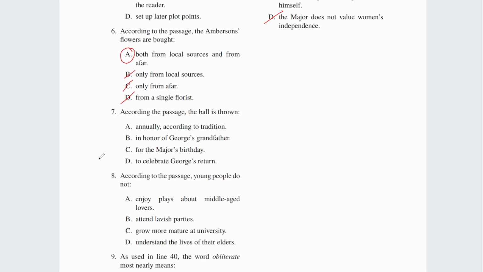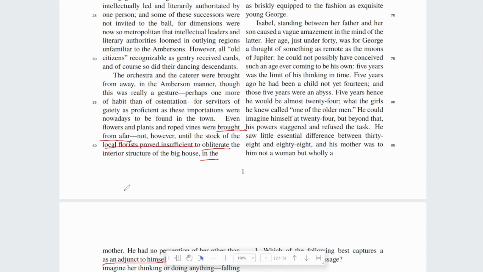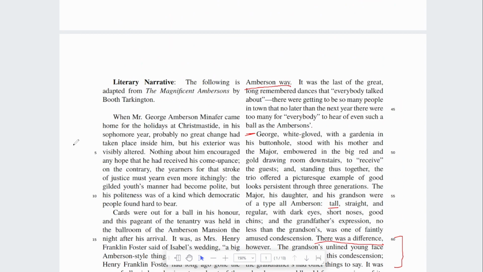Another detail question. According to the passage, the ball is thrown annually according to tradition, in honor of George's grandfather for the major's birthday, or to celebrate George's return. I think the ball is about George. I think that everything is about George in this passage, really. That's really the centerpiece of this whole passage. So I'm immediately drawn toward answer choice D. But we know that the Ambersons and the ball is in the first part, right? It's the first part of our structure. So let's just come up through the top.